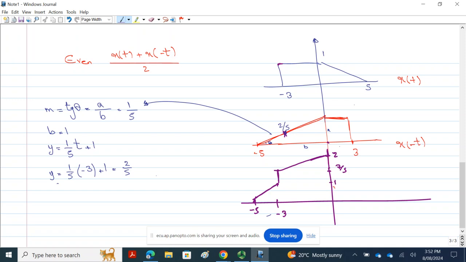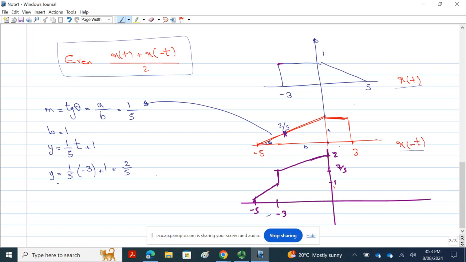Is this clear? No? Which part? Do you want me to start from the beginning? Let me start from the beginning. Okay. So that's my x(t), right? I need to find x(minus t) because according to this formula, I need to add them and then divide them by 2. So for now, we forget about that division by 2. I only focus on adding x(t) plus x(minus t).